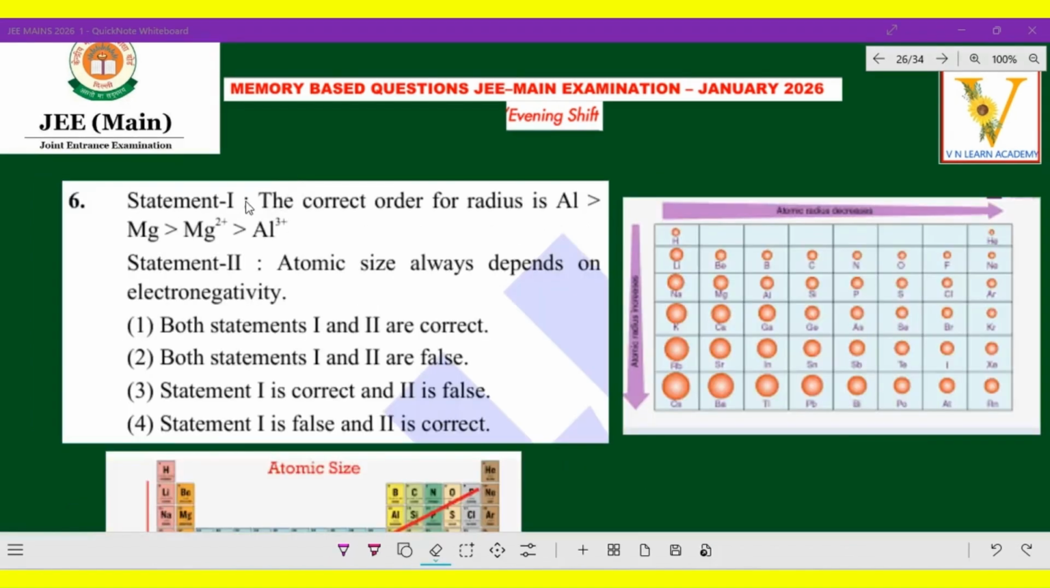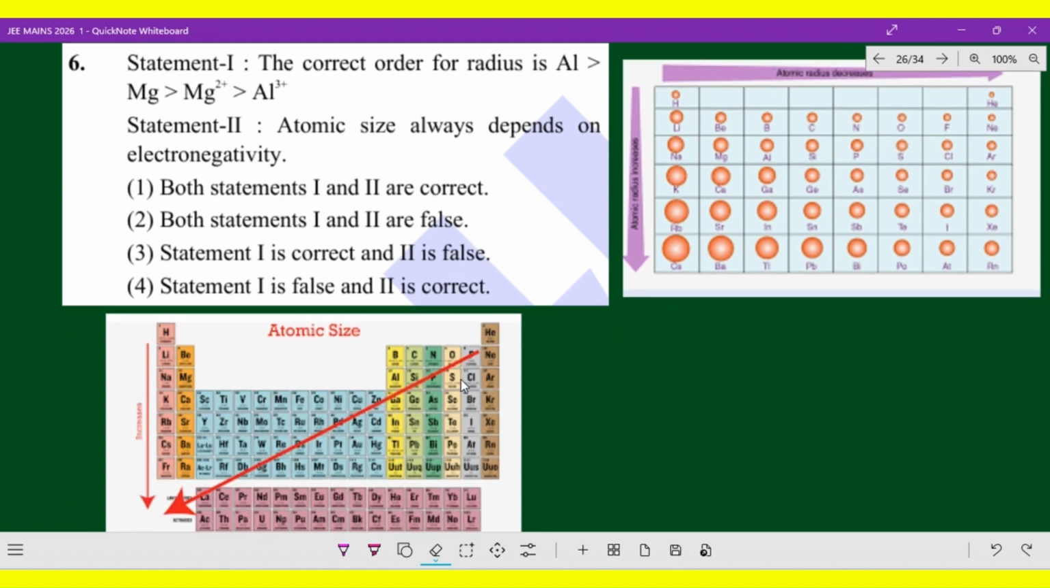Next question. Statement 1: the correct order for radius is Al greater than Mg greater than Mg2 plus greater than Al3 plus. Statement 2: atomic size always depends on electronegativity. This is totally wrong. Atomic size depends on the number of shells, not on electronegativity.